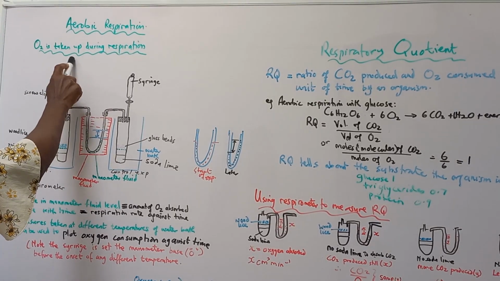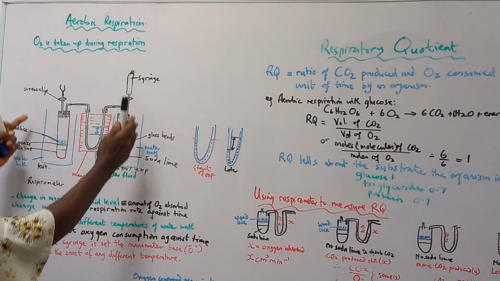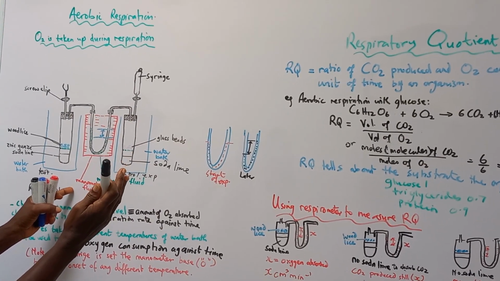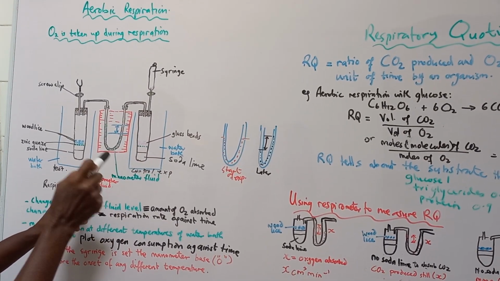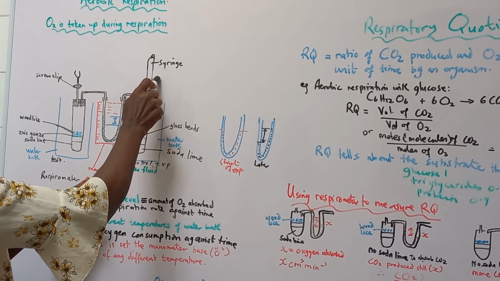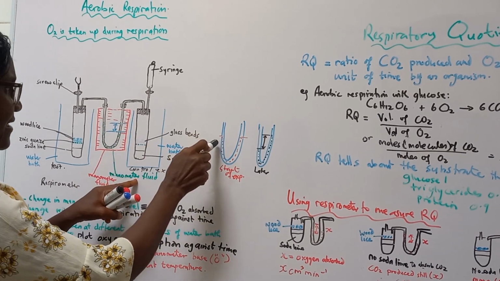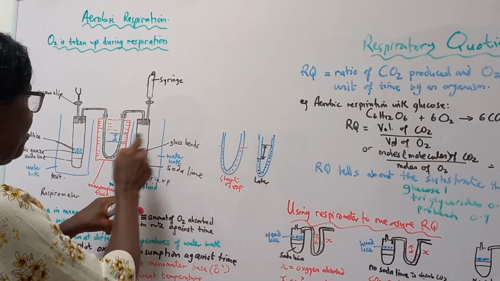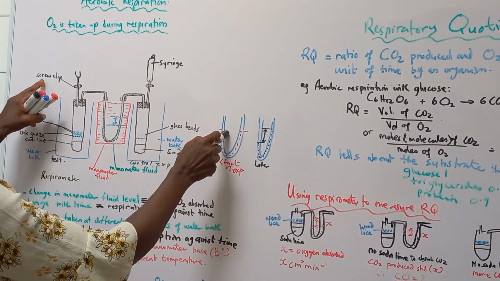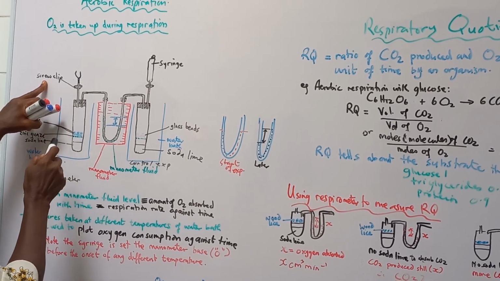Using the respirometer to measure oxygen uptake during respiration, we have the respirometer set up. We discussed it in our last lesson. Now, before the experiment, you see this syringe, its purpose is to push air into the system. When it does that, it will set the manometer fluid the same at the beginning of the experiment. Then the screw clip is also closed at the beginning of the experiment.